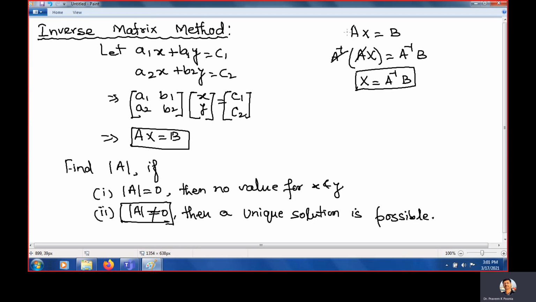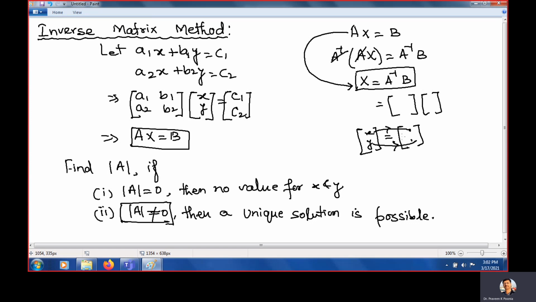So Ax equals B. By pre-multiplying by A inverse, we can change it into X equals A inverse B. Now put the value of A inverse here, put the value of B here, multiply them, and you will get a 2 by 1 matrix. If X is x, y here, you will get two values here. Clear? First is the x value, second is the y value. That's all. This is the inverse matrix method.